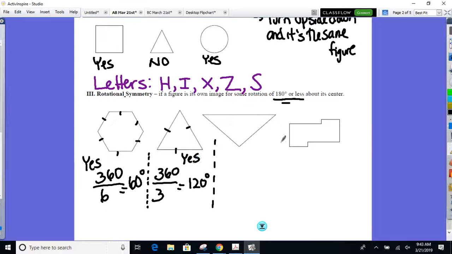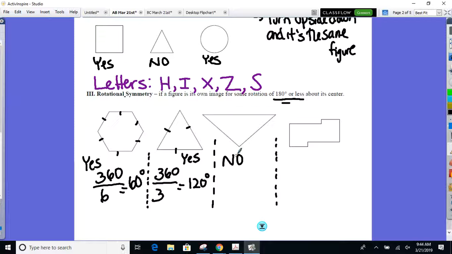What about this bad boy here? I'm not saying it's equilateral. Go ahead, turn, ready? Keep turning your paper till you turn it upside down. Do you see that same thing back? No, neither do I. So it does not have rotational symmetry.